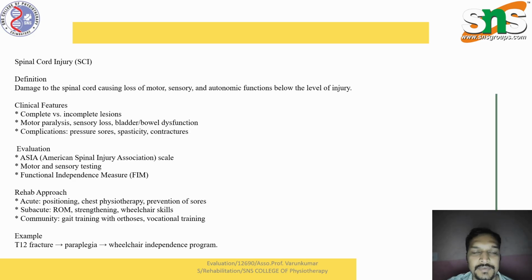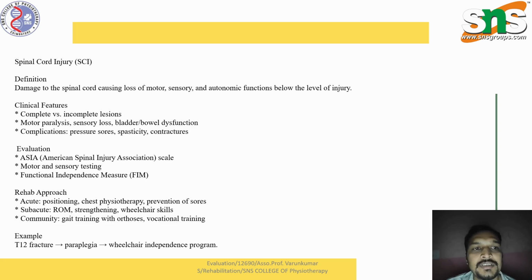Definition of physical dysfunction. Usually, physical dysfunction occurs in various conditions, especially neurological conditions. Initially, we can see physical dysfunction in spinal cord injury patients. The definition of spinal cord injury: there may be damage or injury at the spinal cord level, either cervical, lumbar, or thoracic, causing loss of motor, sensory, and autonomic function below the injured area of the spinal cord.